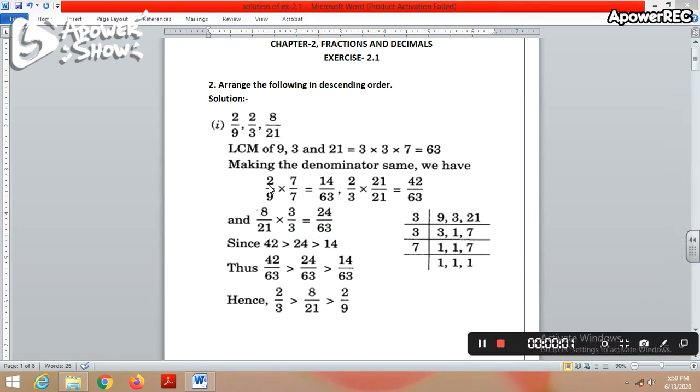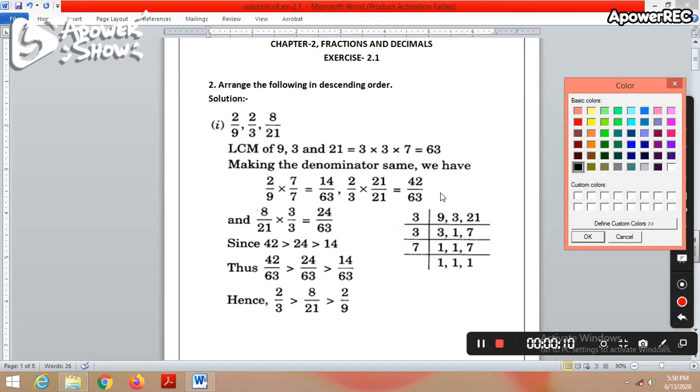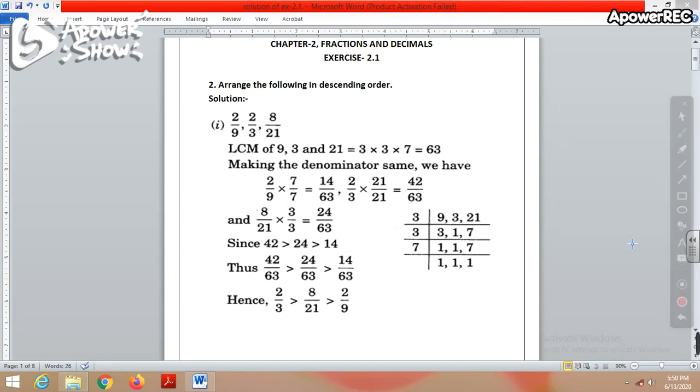Just look here. The equivalent fraction of 2 by 9 is 14 by 63. The equivalent fraction of 2 by 3 is 42 by 63. And the equivalent fraction of 8 by 21 is 24 by 63. So for arranging these fractions in descending order, you have to arrange their equivalent fractions. And since these equivalent fractions are like fractions, we can easily arrange them in descending order. So for arranging them in descending order, you have to arrange their numerators, because denominators were already equal.